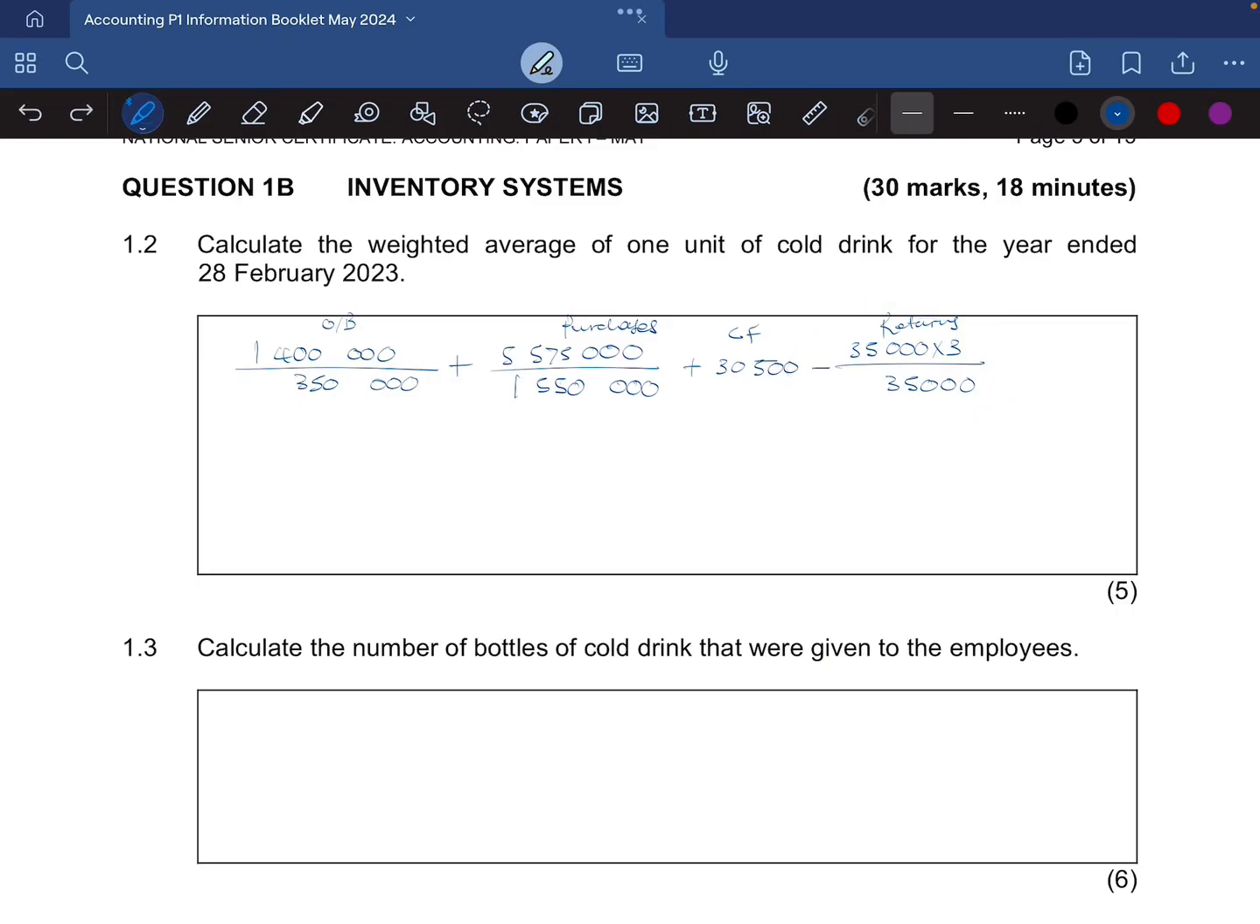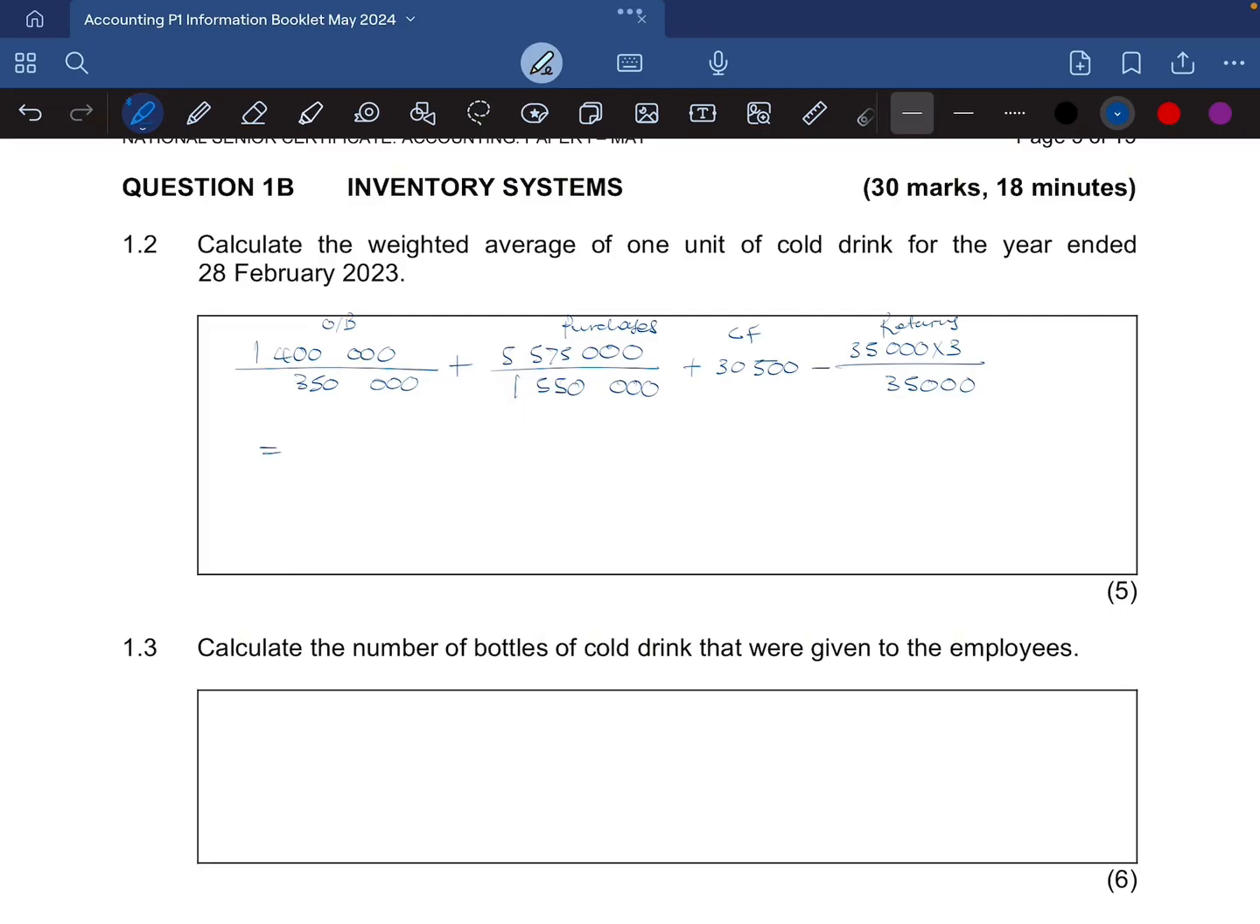Right, and now we're going to quickly determine what we have as our answer. So we have 1,400,000. This is a lengthy calculation, over the 350,000 plus the 5,575 over 1,550, then minus 105.